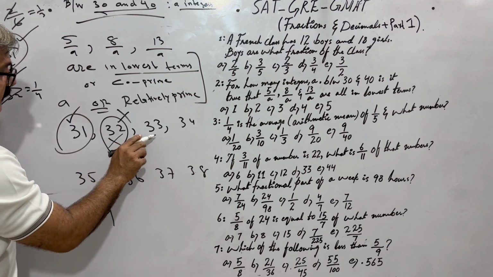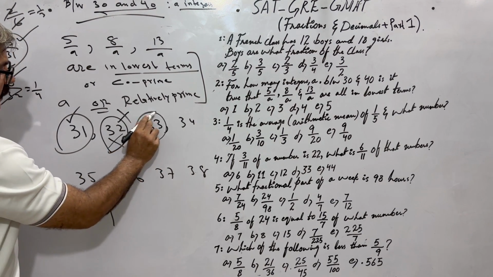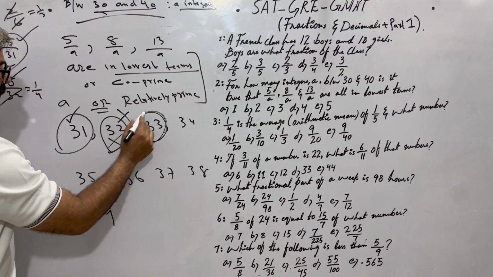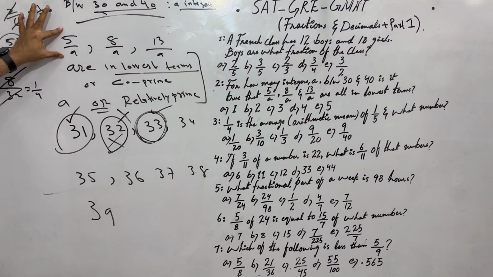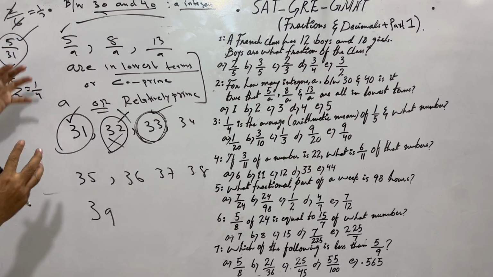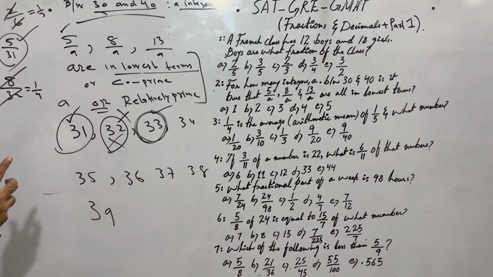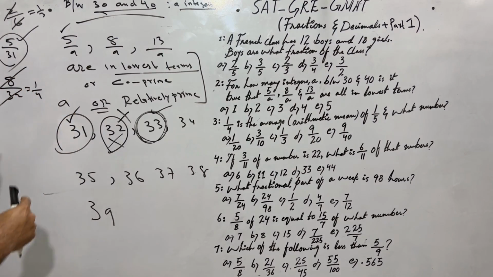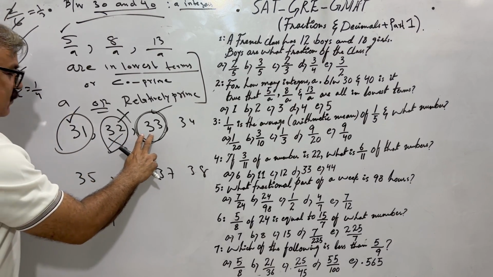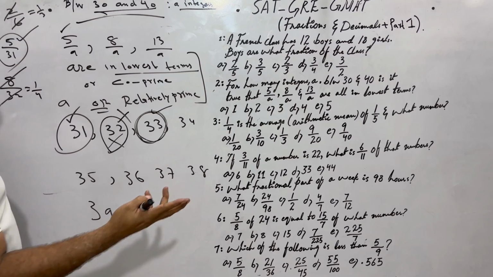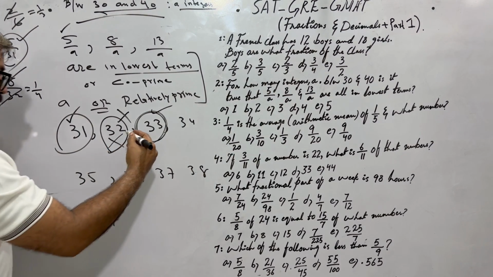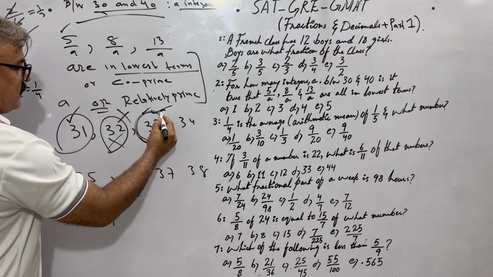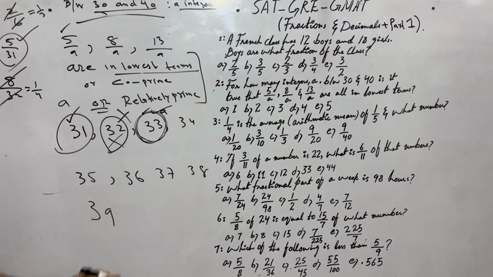Similarly, what about 33? Yes, it's our pick of the day. We can also pick this because 33 and 5 have nothing in common except 1. Common means common factor. Similarly, 33 and 8 have no common factor except 1. Good. What about 33 and 13? They have no common factor. So 33 is our pick. That's also our A.